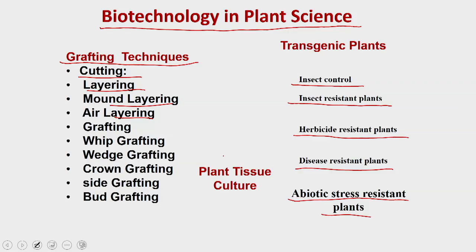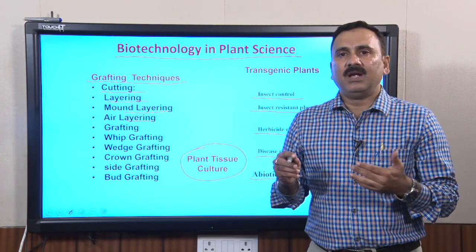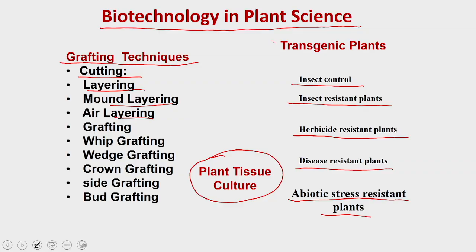And then, with the development of the technique of plant tissue culture, they could utilize this particular technique to generate new plants. So in today's lecture we are not going to discuss the grafting techniques, because the grafting technique does not require genetic engineering, and it is actually more of an ancient technique to generate newer species. In today's lecture we are going to discuss only how the development of transgenic plants has helped the agriculture field and also plant tissue culture.